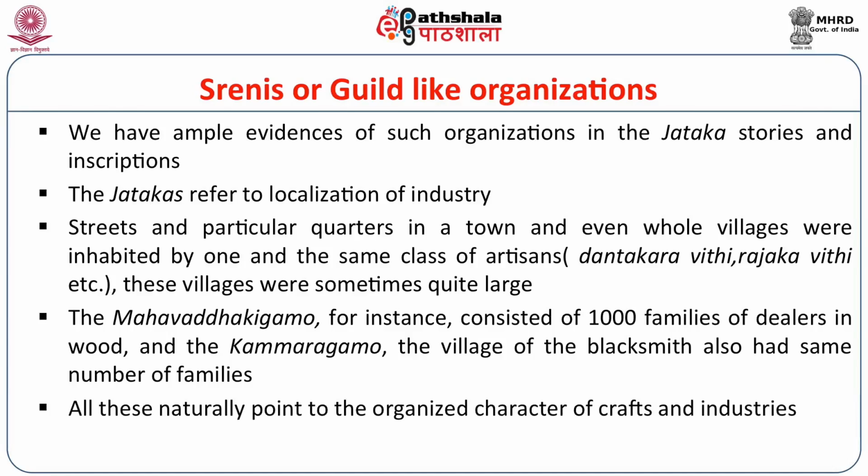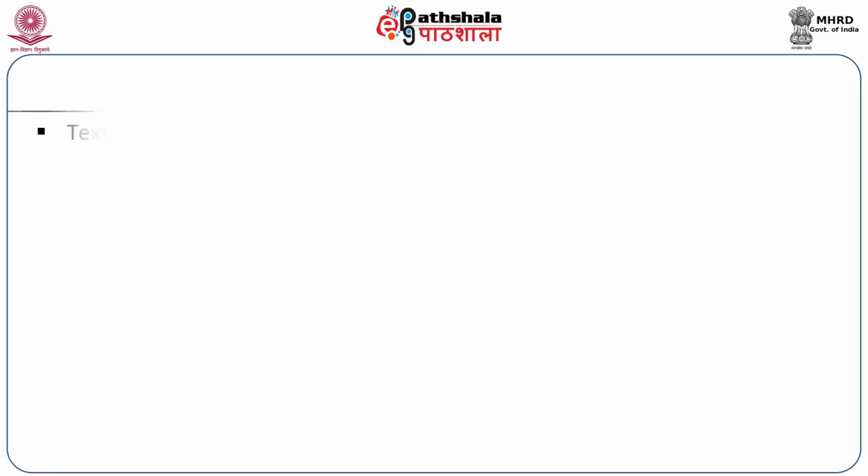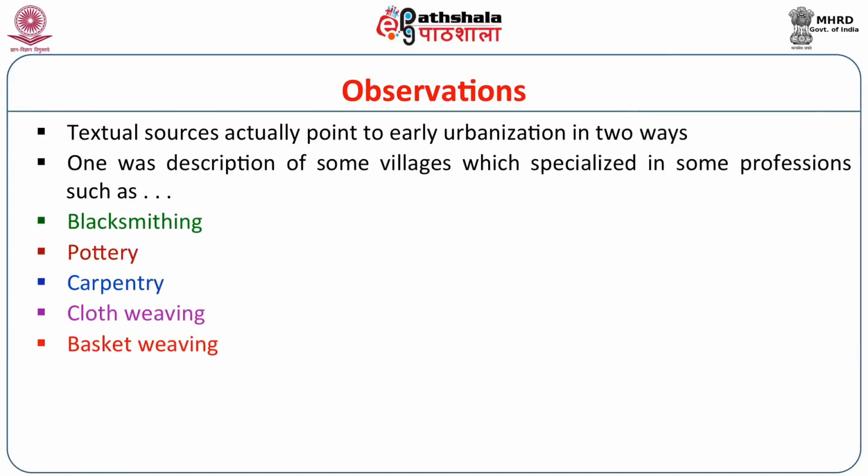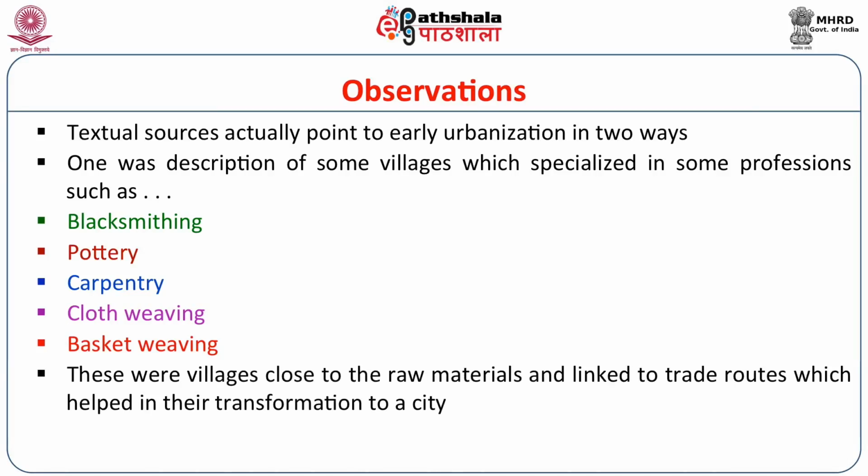So all these naturally point to the very organized character of crafts and industries which were localized to some extent in this period. Overall, if we look at what we have talked about in the entire period of our study, we find that textual sources point towards urbanization in two ways. One was the description of some villages which specialized in some professions such as blacksmithing, pottery, carpentry, cloth weaving, basket weaving, and many others. So these were villages which were close to the raw materials and were linked to the trade routes, which helped in the transformation into a city.